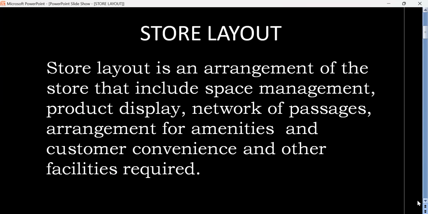Now you need to design it in such a way that it gives you the highest productivity. Every inch of your store should give some sort of productivity. It should increase the efficiency of your store, and it should be such that the product display, the network of passages, and the arrangement of amenities are taken care of, and it should give the highest satisfaction to your customers in terms of convenience, in terms of the facilities they require.